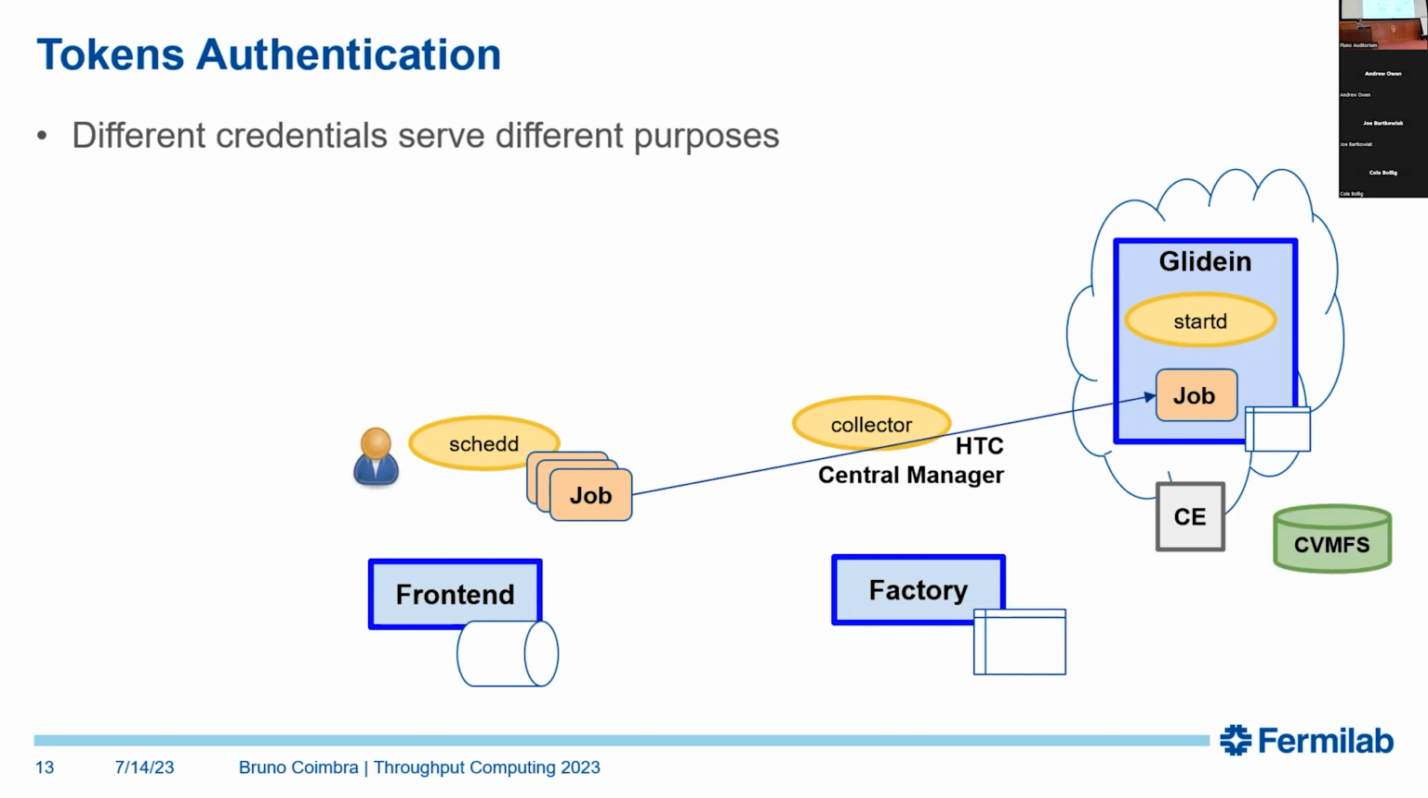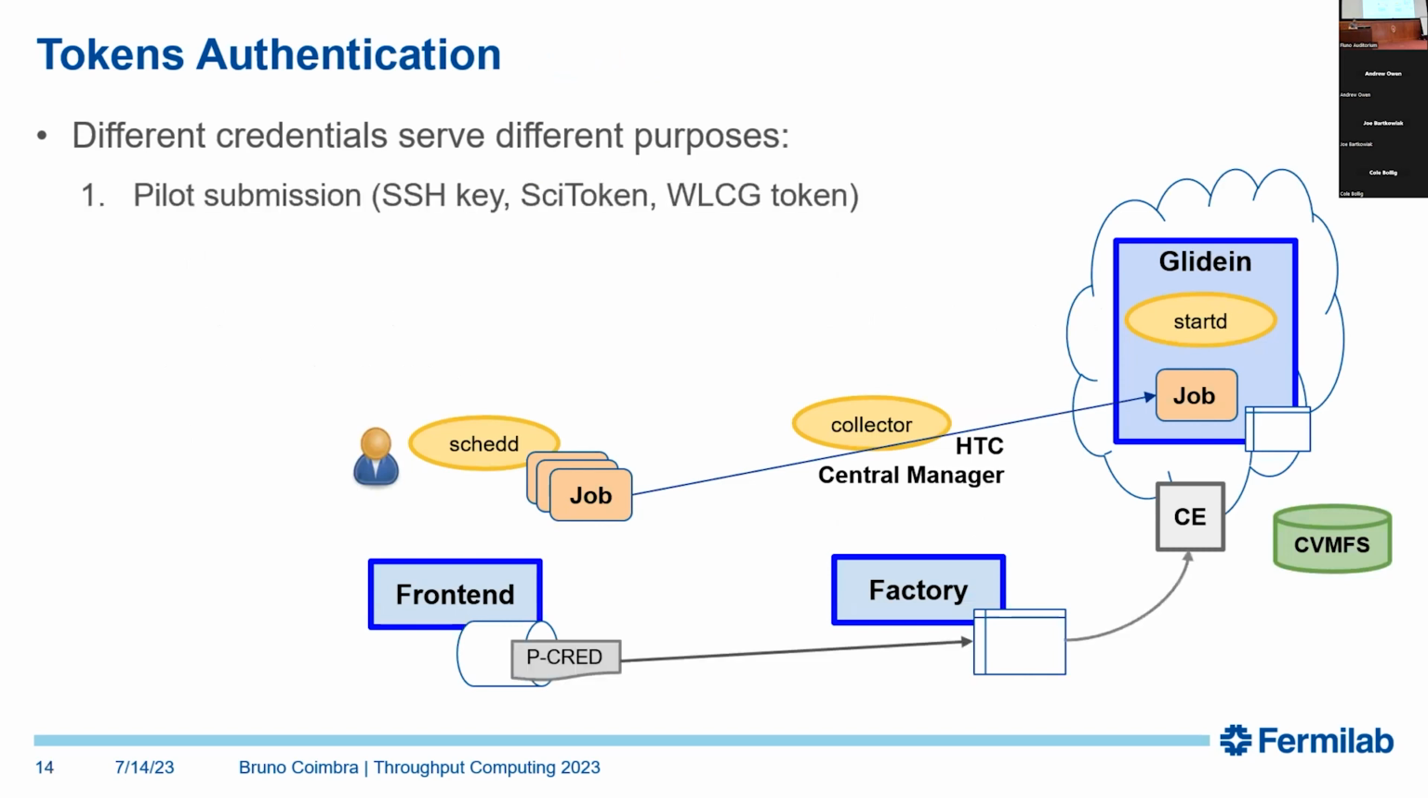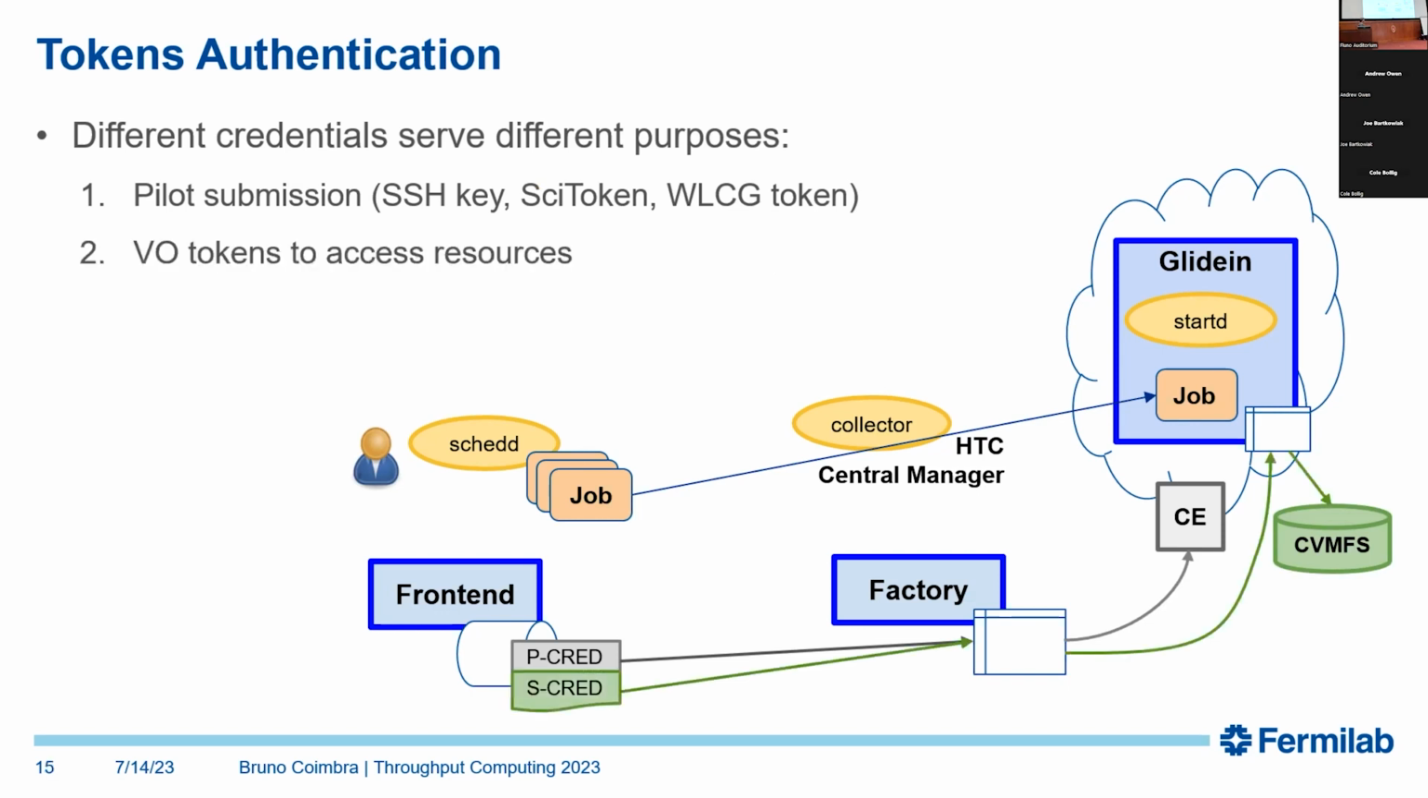So in the new model, we'll use different credentials for different purposes. Our first credential here, which would be done with a proxy first to authenticate with the CE, is now one independent credential, right? So it's sent to the factory in the same way and used to authenticate with the CE. This can be something like a SciToken, for example. We have another one, which we'll use to access the resources that we had before here. That can be a VO token.